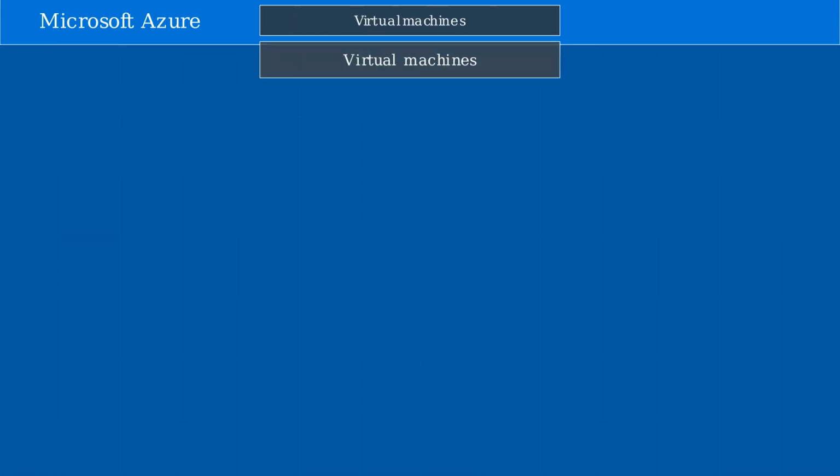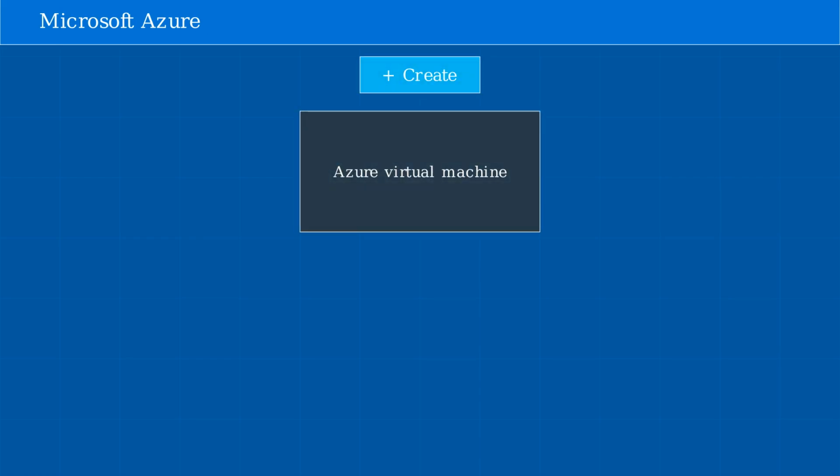To create a virtual machine in Azure that will connect to our virtual network, we start by navigating to the Virtual Machines service. In the Azure portal, search for and select Virtual Machines using the search bar at the top. After accessing the Virtual Machines page, click on the plus Create button to start the creation process. This opens the Create a Virtual Machine wizard.